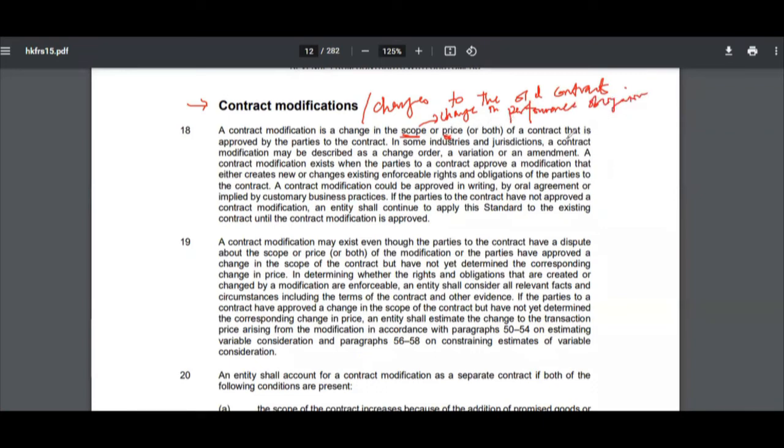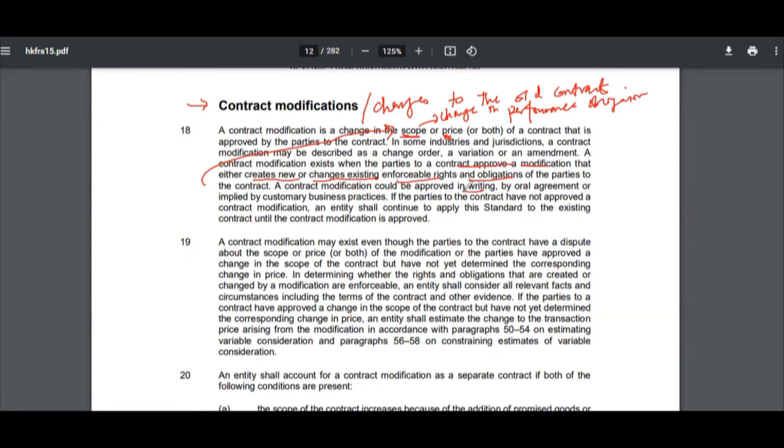Or a change in price, right? So it's either both or one of them that will define the purpose for contract modifications. A contract modification exists when the parties to a contract approve a modification that either creates new or changes existing enforceable rights and obligations of the parties, right? So that's what I've defined, that's basically the scope part here.